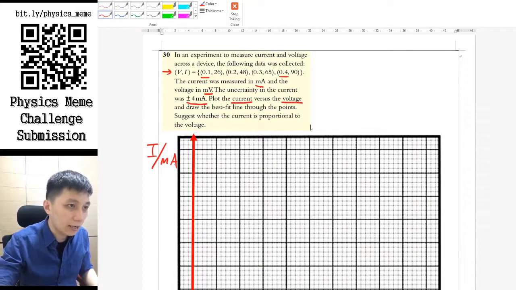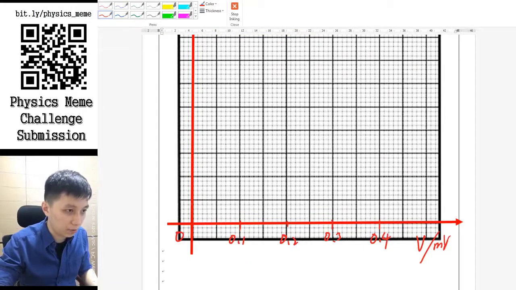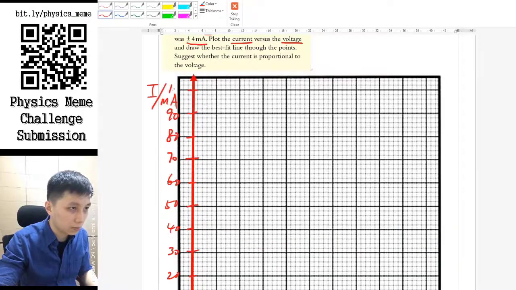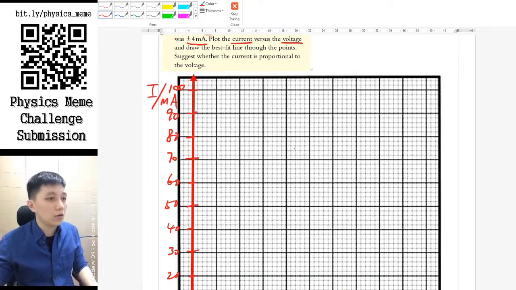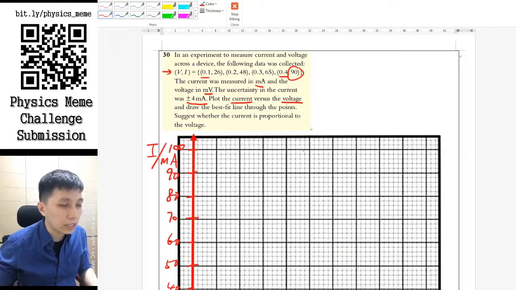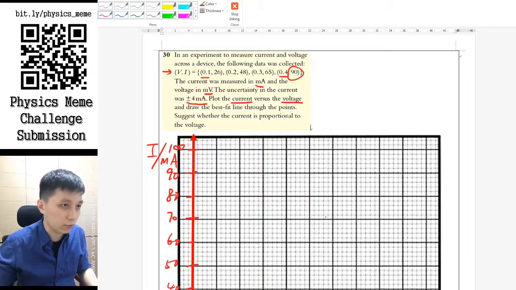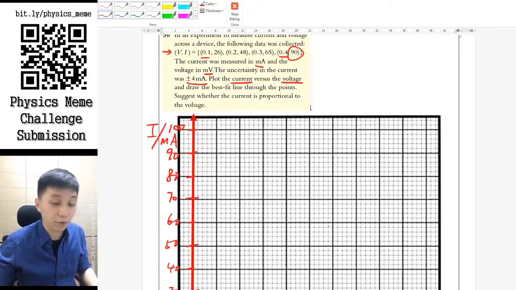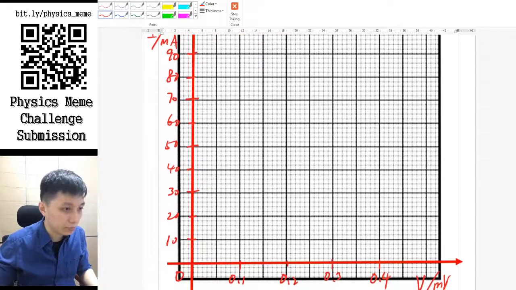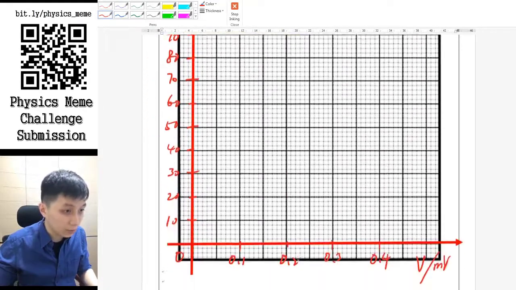And for I, it goes up to the range of 90. So I think there should be enough for 10 as the interval. Okay, good. So for now, I would need to plot the data, the coordinates, as you did in the previous years in IGCSE. So let's just do it.